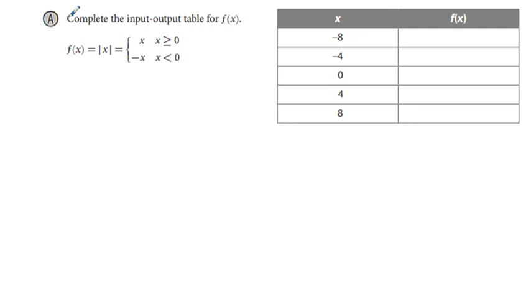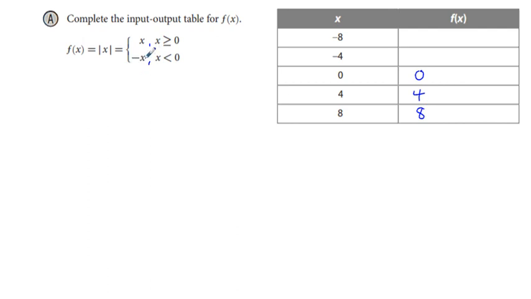And again, it says, A, complete the input-output table for f of x, and here we have the piecewise function, f of x equals absolute value of x equals x, and this comma means when or if x is greater than or equal to 0. So if x is greater than or equal to 0, where do we have that? For these numbers here, 0, 4, and 8. And so when x is 0, f of x is 0. When x is 4, f of x is 4. When x is 8, f of x is 8.